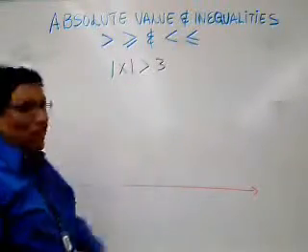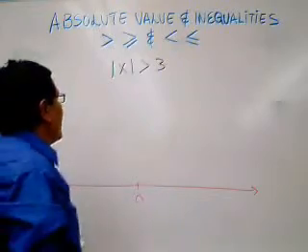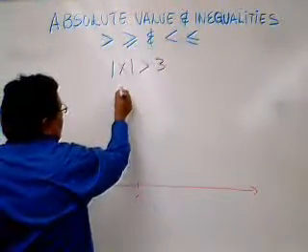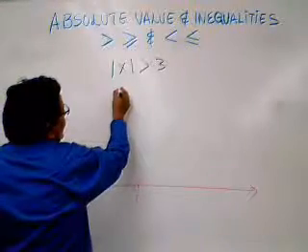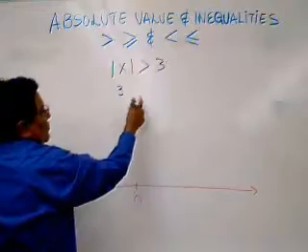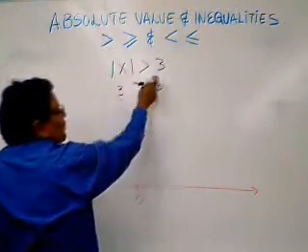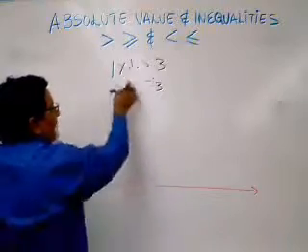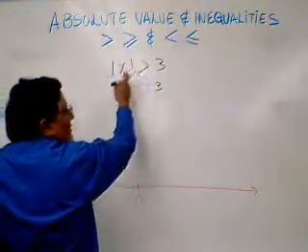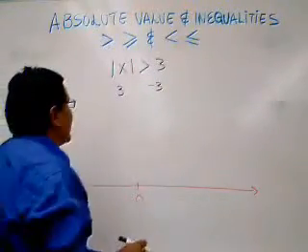So what values for x will be greater than 3? Of course, if we choose 3, it cannot be because it has to be greater. Also, negative 3 doesn't work because it has to be greater than 3, because the absolute value of negative 3 is 3, but it's not greater than 3. But I'm using it only as a point of reference.